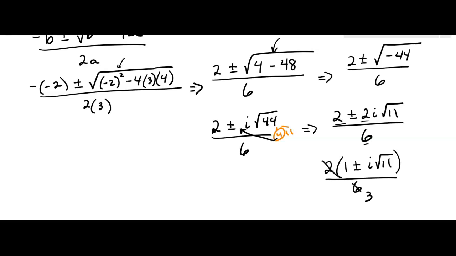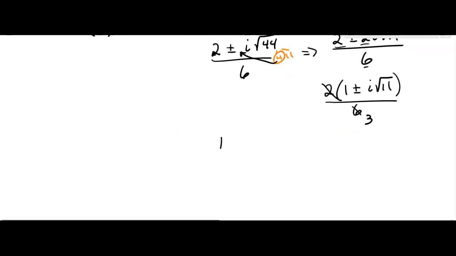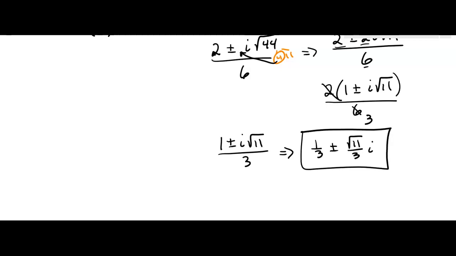Now, how do they want me to write the answer? I'm not sure how they want me to write the answer. In the old days, we used to just write it like this. But I'm thinking they would rather have it written in a plus bi form, which would be 1/3 plus or minus the square root of 11 over 3 i. So I'm thinking I would write it this way because it's an imaginary solution. So you can write it in a plus bi form. So I might write it that way.